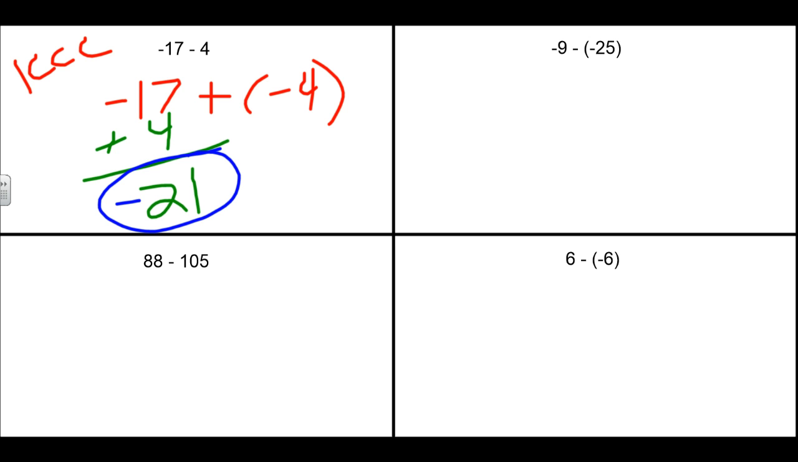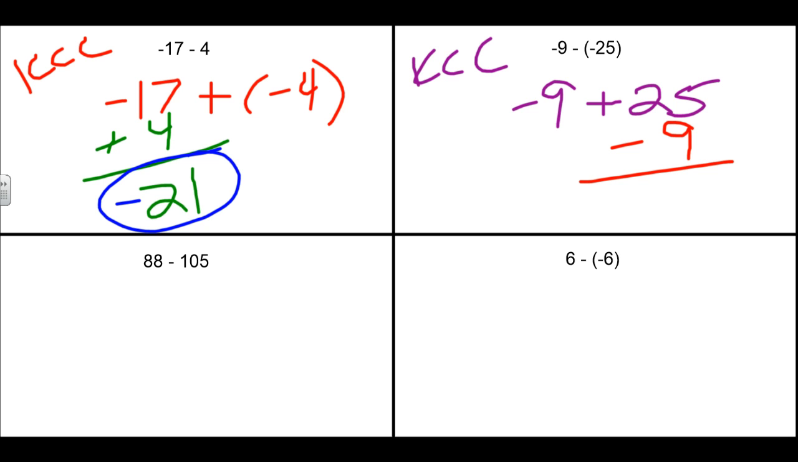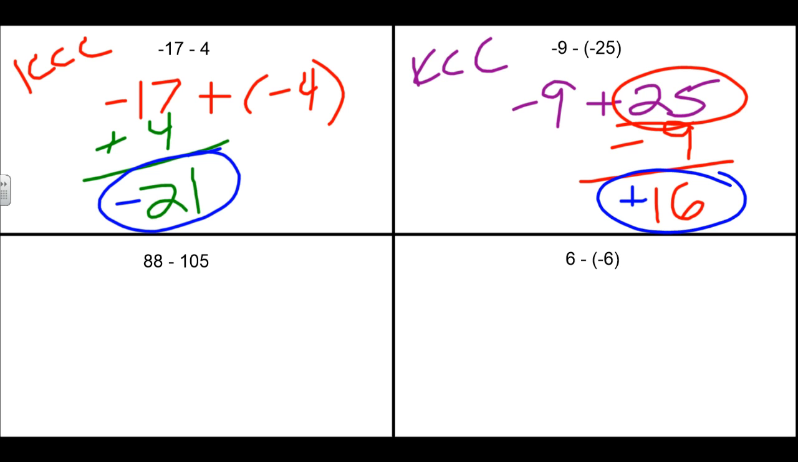For the second one, negative 9 minus negative 25 becomes negative 9 plus the opposite of negative 25, which is positive 25. These two numbers have different signs, so we're going to subtract their absolute values. When we add them together, 25 minus 9 is 16. 25 has the larger absolute value, so it is a positive 16, and thus negative 9 minus negative 25 is a positive 16.